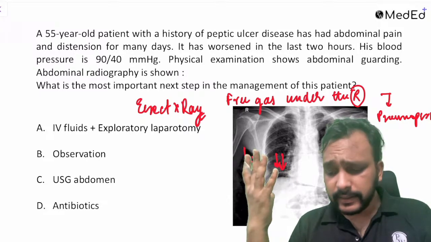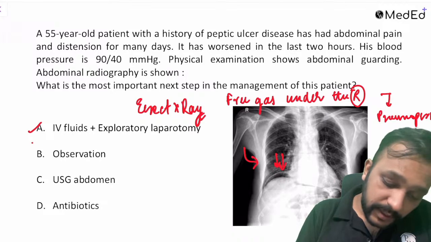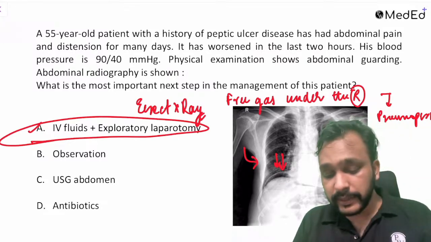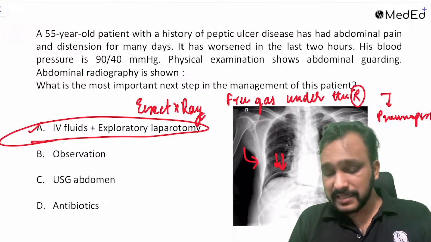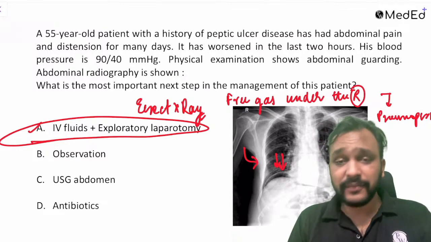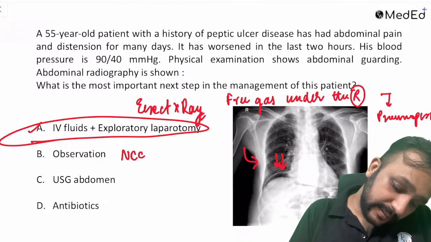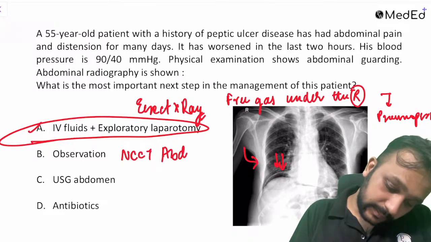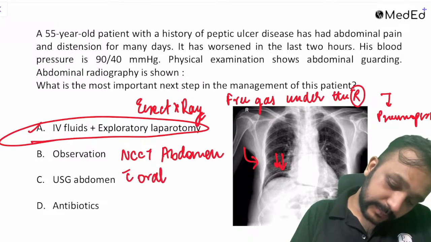So whenever what will be the investigation of choice? You are going to go for IV fluids and exploratory laparotomy. So if someone would have asked what will be the imaging investigation of choice, I would go for NCCT abdomen with oral positive contrast.